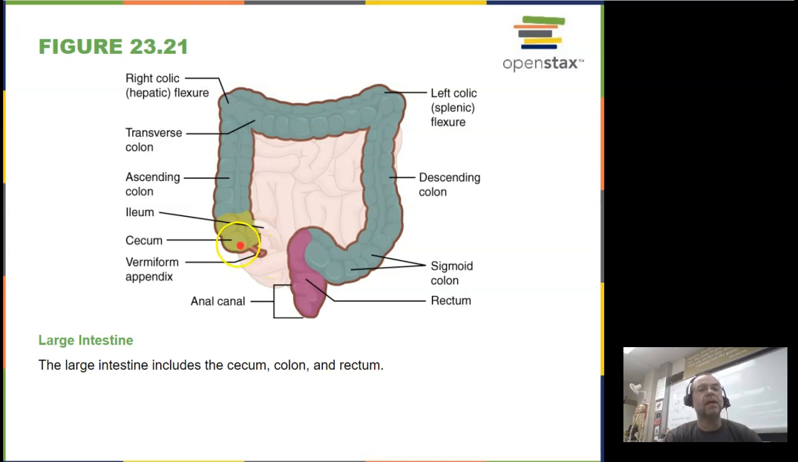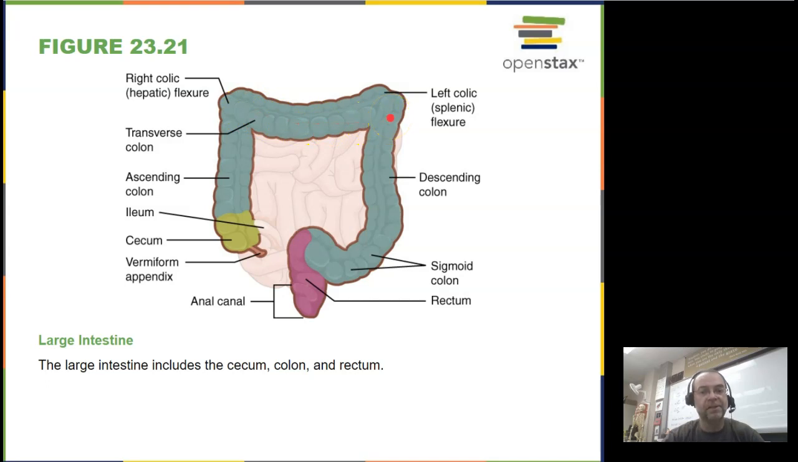Okay, so anyhow, we go from the cecum to the ascending colon, goes up the right side of the patient. Remember, this is the patient's right, this is the patient's left in anatomical position. So we've got the ascending colon that goes in a superior direction along the right side of the patient's abdominal pelvic cavity. And then we have the transverse colon that goes from right to left.